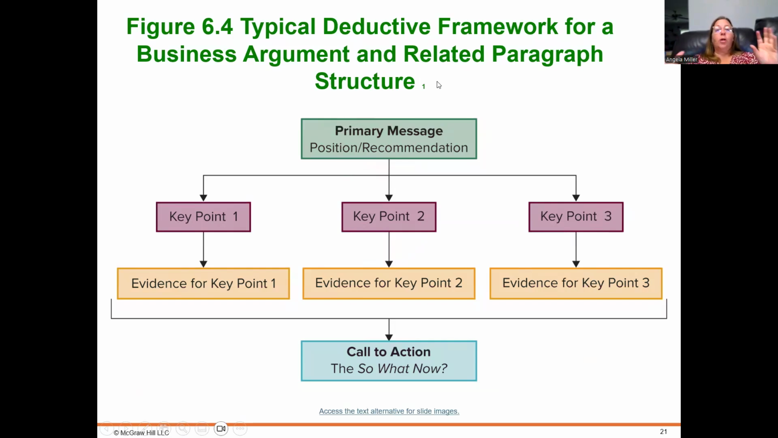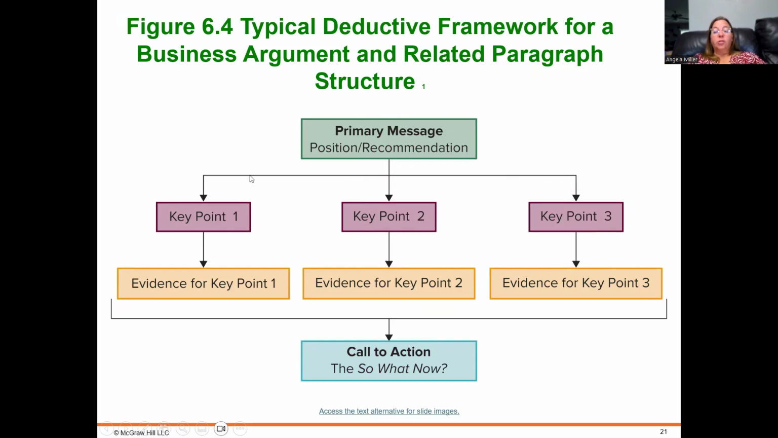All right. So, what does this framework typically look like when you are writing out your structure? First, we have our primary message. That is your very first paragraph, if you will. Then you have your key point number one and its supporting evidence, key point number two, its supporting evidence, key point number three and its supporting evidence. You can think about this as key point one with its supporting evidence is paragraph number two. Key point two with its supporting evidence is paragraph number three. Key point three with its supporting evidence is paragraph number four. And then finally is your call to action. So, what is it that you need to do now? Which is going to be like your paragraph number five.